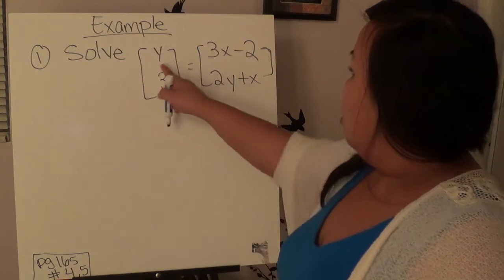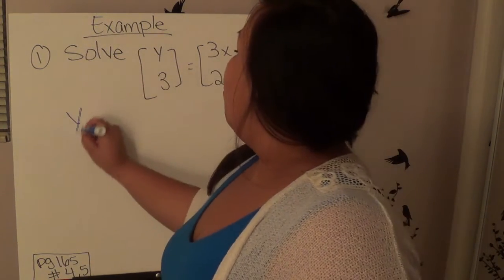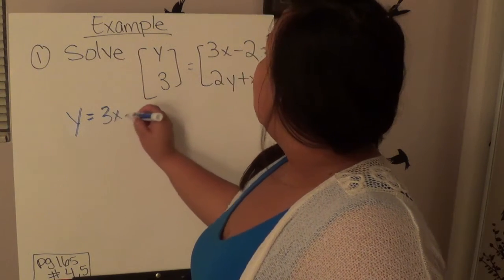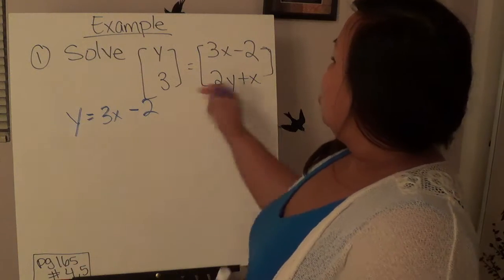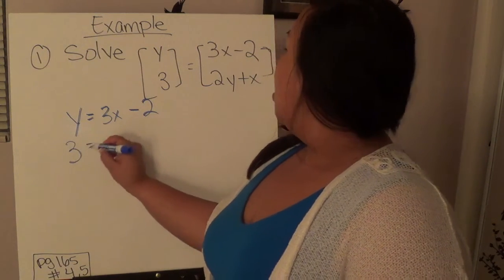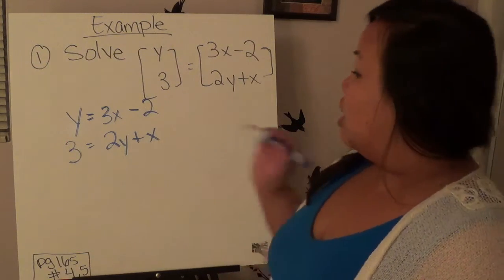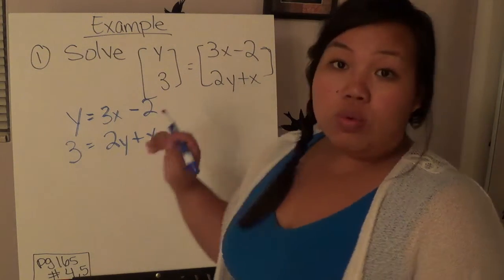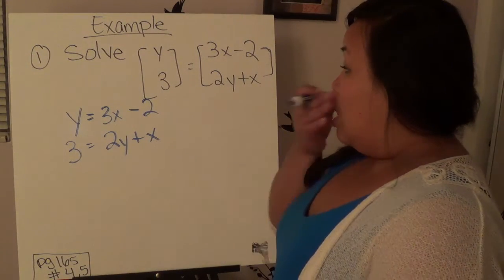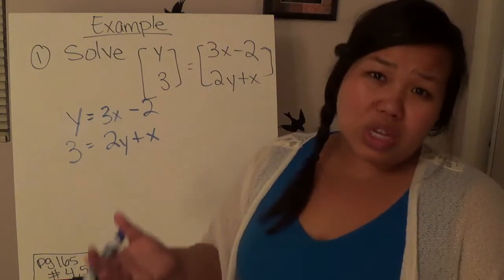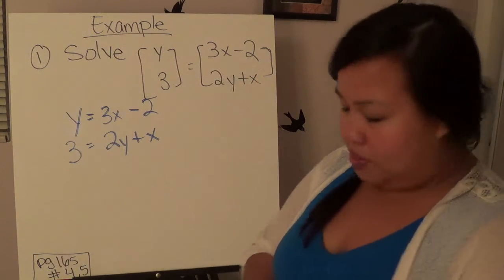So for example, because this is the top one and this is the top one, we have y equals 3x minus 2, alright? And the bottom one matches the bottom one, so I end up with 3 equals 2y plus x. Look familiar? This is the exact problem that you have dealt with in the other section where you either do substitution or elimination. In this case, we're going to do substitution. Some of you are more comfortable with elimination, that's fine. But in this case, substitution would be easier.